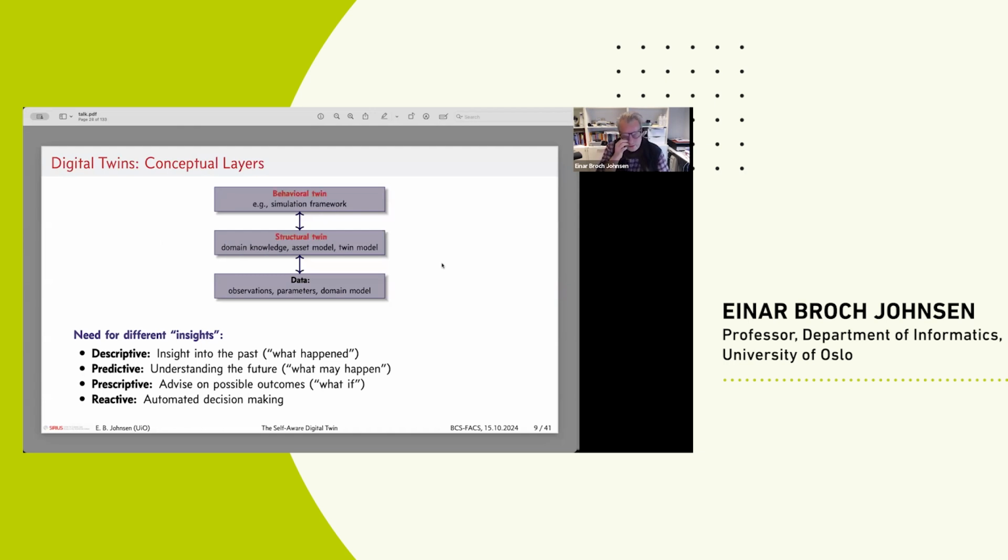And so the way I'm thinking about these twins is in terms of how these two top layers are talking to each other. So I'm going to talk about the structural twin, which is the organized information layer, and the behavioral twin, which is about simulations or analyzing the behavior of the system.